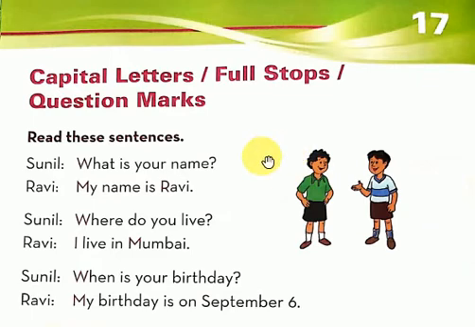See on page number 52, read these sentences. See the first line. What is your name? Now this is a question. How can you recognize this is a question? Because there is a question mark at the end of the sentence. This I will explain later. So, what is your name? The second boy, Ravi, will reply that my name is Ravi.